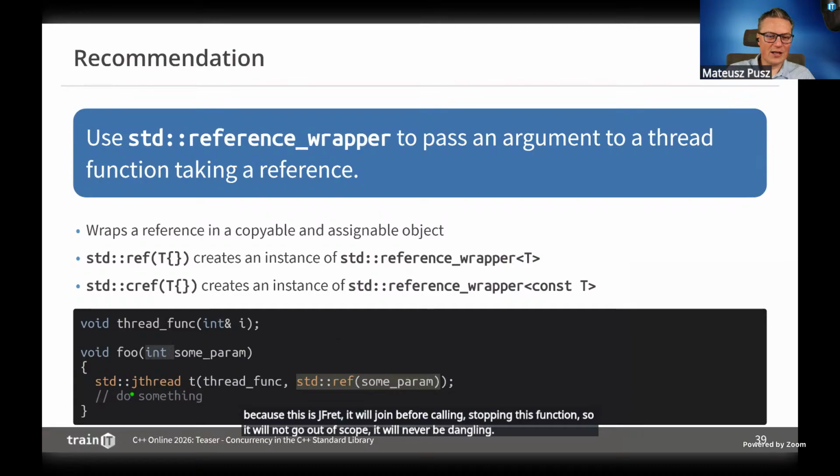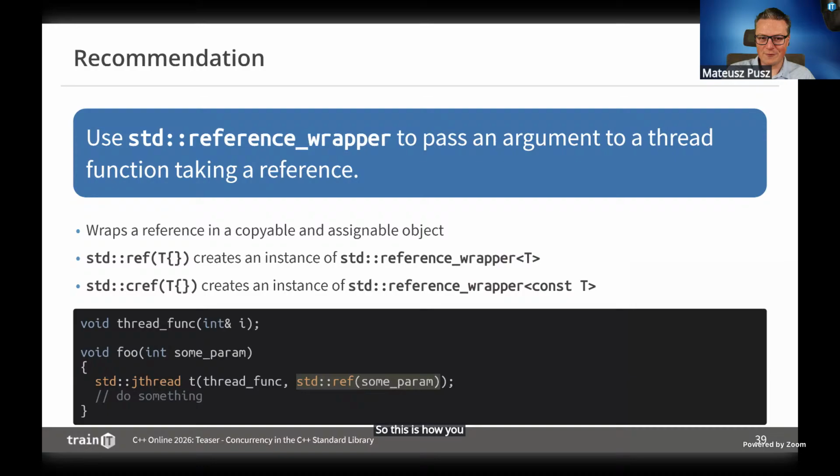All right, unless you do detach here or return the thread. But with this code, it will just join. So we are safe with lifetimes, and we are passing a reference to this object, and this just works. So this is how you do this when you want to pass something as a reference.